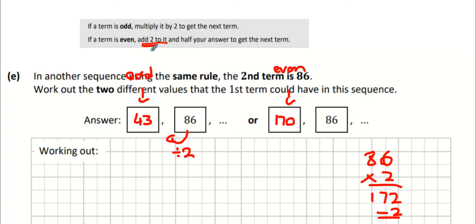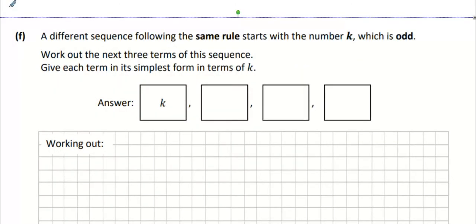If you aren't sure to check your answer, you can always go backwards. If a term is even, add 2 to it. Add 2 to 170, you get 172. Then half your answer, which we all know is 86. So that works and that works. Okay, happy days. F. A different sequence following the same rule starts with the number k.